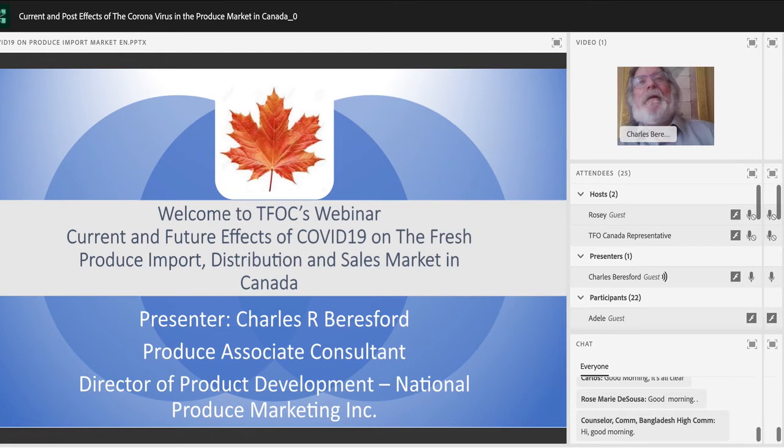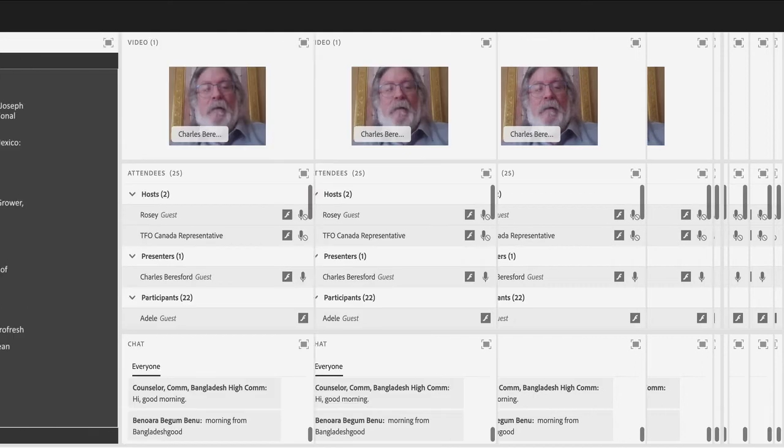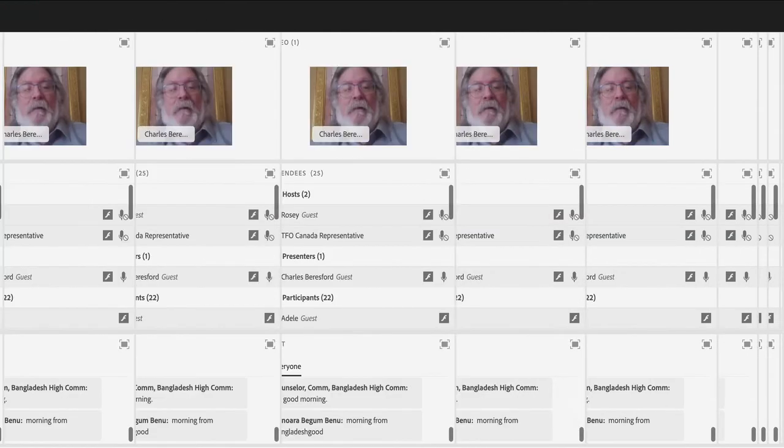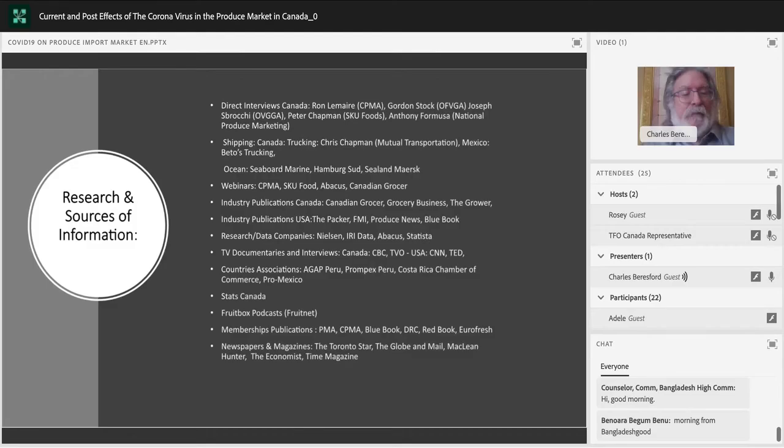And then you can see the list of people that have contributed from shipping, different webinars that are talking about the topic, and industry publications, TV documentaries that have been very good. Statistics Canada has been very kind to me with the information. FruitNet has been excellent too. Different publications and newspapers and magazines from the industry. So there's a wealth of information here that I'm trying to summarize in the 45 minutes that have been given to share this with you.